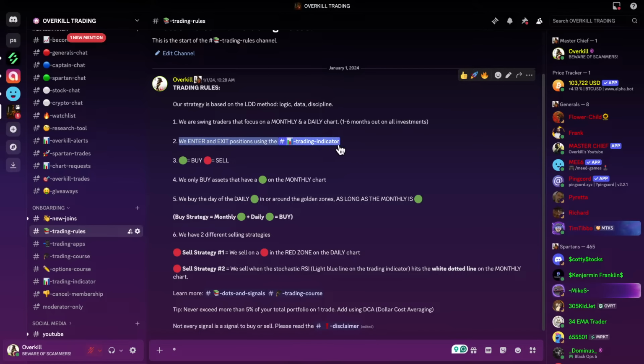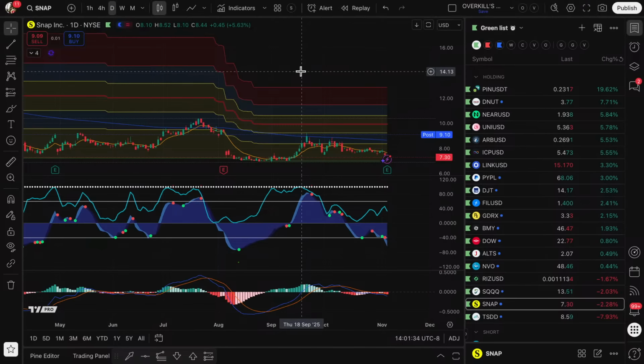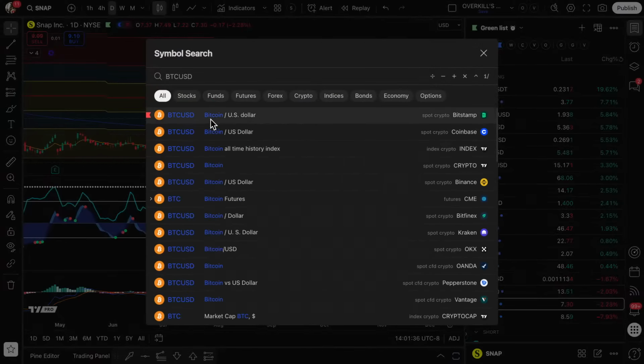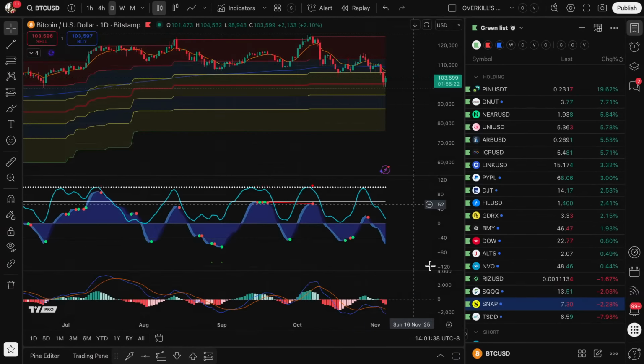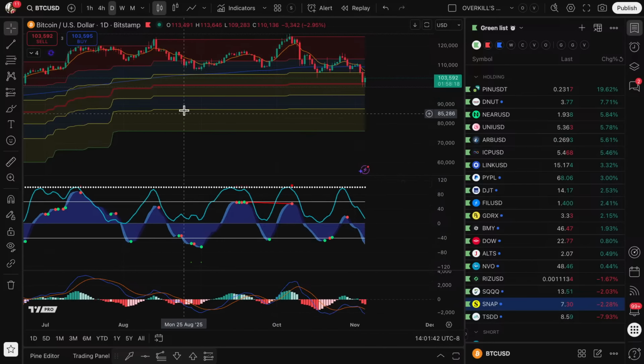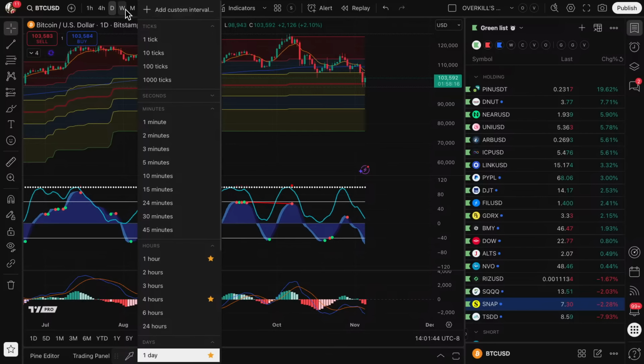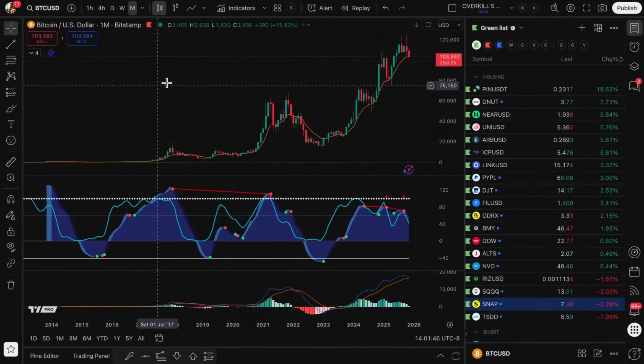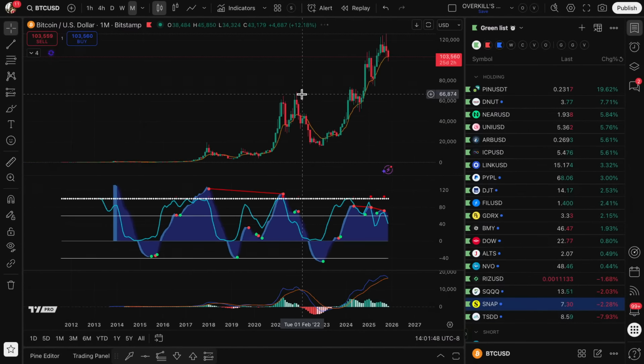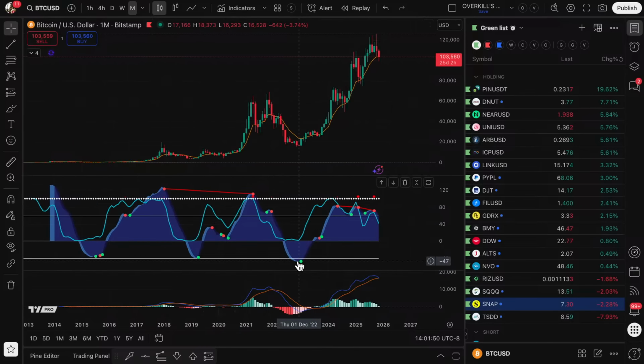We enter and exit positions using our trading indicator, which is going to be a number of indicators. We use a Fibonacci, we use the red and green dots, and we also consider the MACD. I like to use Bitcoin as a prime example here because I think it's the easiest chart to look at. You can see that these green dots right here are going to be our buy signals, and the red dots are going to be our sell signals.